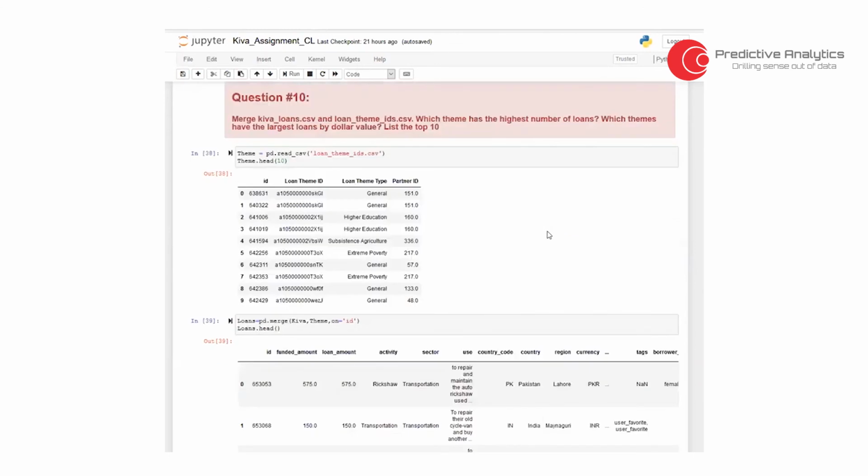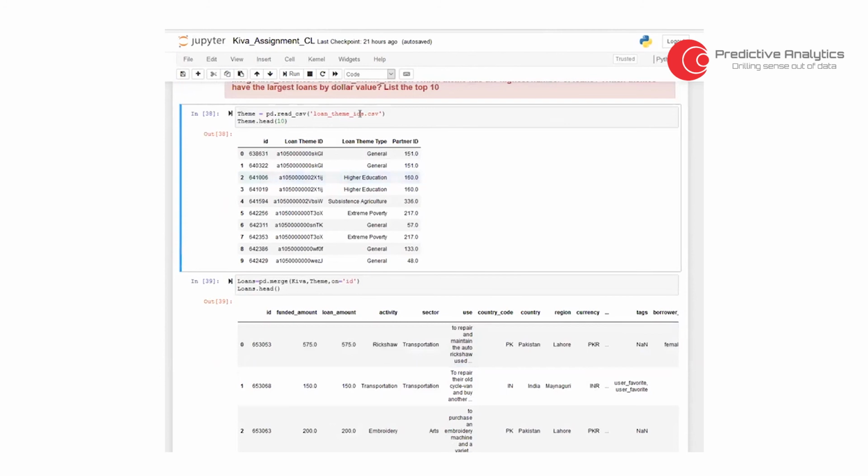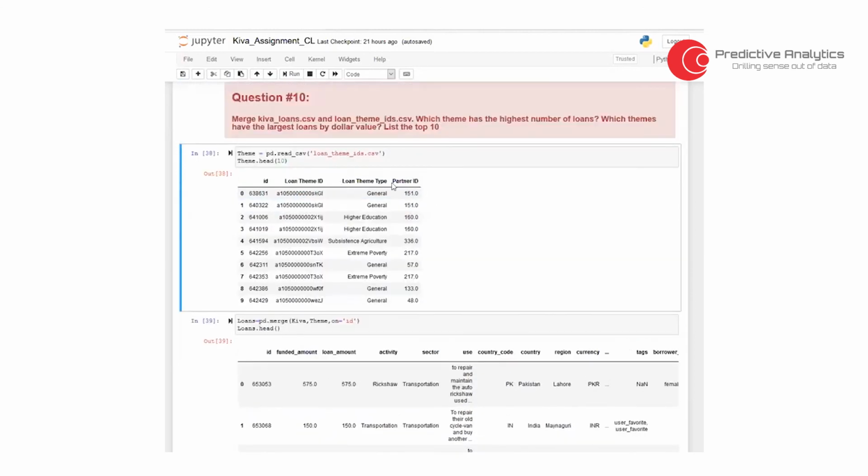I see. And then question 10 was to merge Kiva loans and theme IDs. Which theme has the highest loan amounts, and which themes have the largest loans in dollar form? When I did this question, I think I did it in two parts. First, I did it with theme IDs, and theme IDs are these ones. You can see the first two are still under the same theme type, which is general. So I decided that instead of using the theme ID, I'd go ahead and use the loan theme ID type.